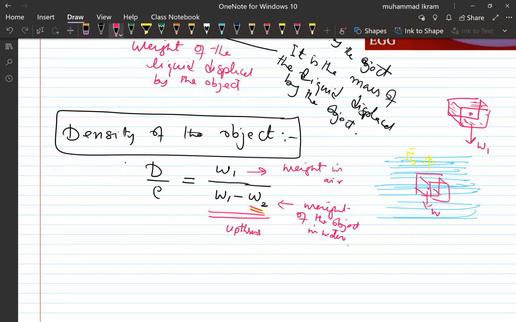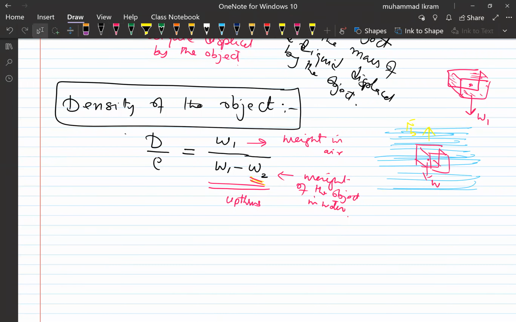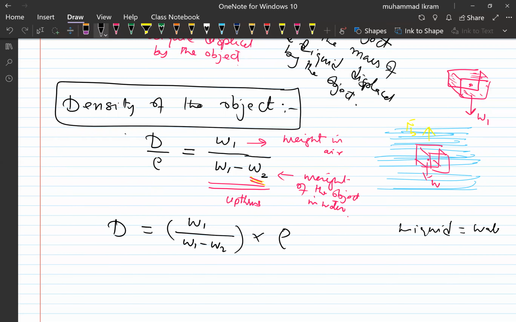So the ratio of the density of the object to that of the density of the fluid is always equal to the weight of the object in air to the upthrust acting on it when it is immersed in water. So the density of the object will be equal to W1 over W1 minus W2, into rho. If the liquid is water, then this rho will be equal to 1000 kilogram per meter cube.